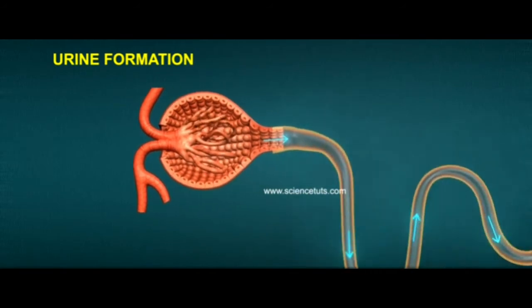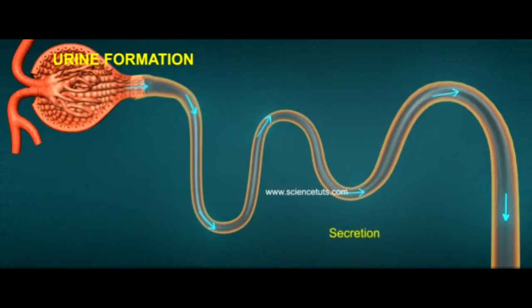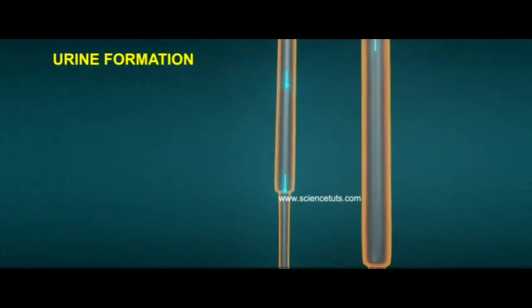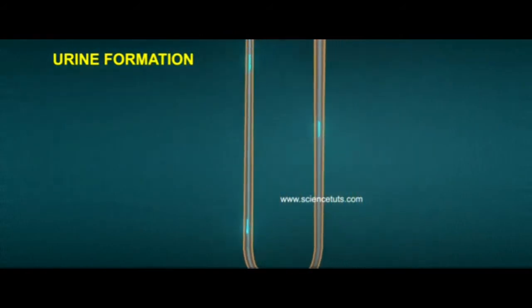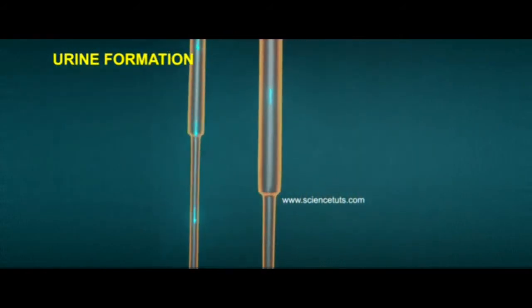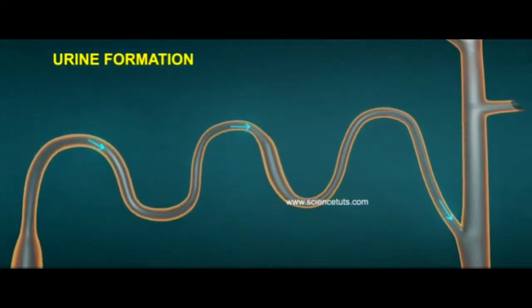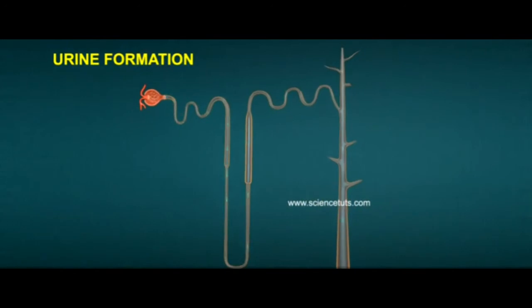Secretion. During urine formation, the tubular cells secrete substances like H+, K+, and ammonia into the filtrate. Tubular secretion is also an important step in urine formation as it helps in the maintenance of ionic and acid-base balance of body fluids.